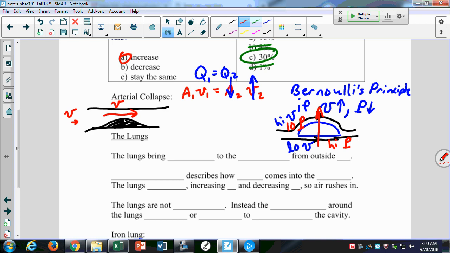Because in arterial collapse, you get a high velocity. And if I have a high velocity, what does that tell you about the pressure at this point? It goes down. I get a high velocity and a low pressure. Now remember, if I restrict that vessel, my systemic pressure goes up, but the local pressure is going to go down. So here, because I have a high velocity, I have a low pressure.